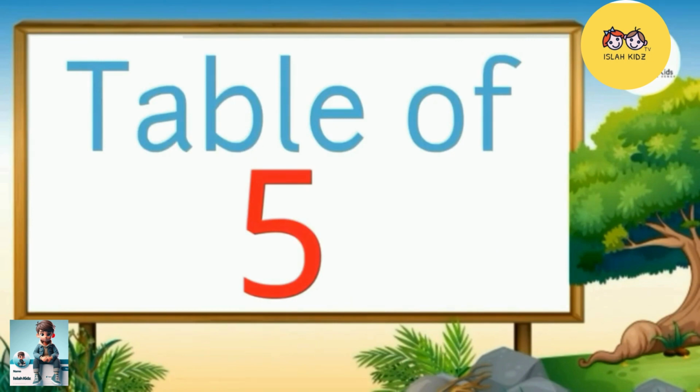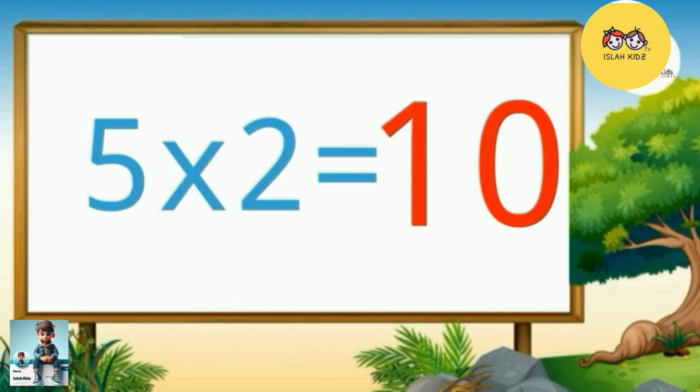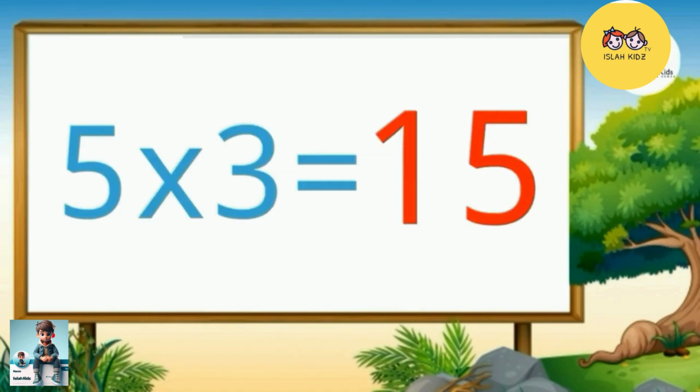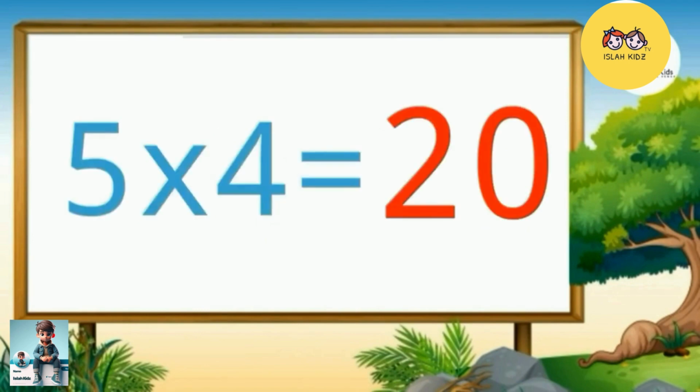Table of 5. 5 ones are 5. 5 twos are 10. 5 threes are 15. 5 fours are 20.